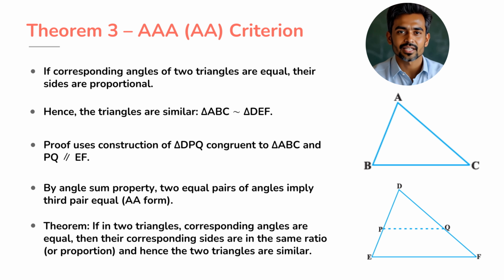We also use the angle sum property, which tells us that if two pairs of angles are equal, the third pair must also be equal, ensuring the triangles are similar. In simpler terms, angle equality alone is enough to ensure triangle similarity. As long as the corresponding angles are equal, the triangles are similar and their corresponding sides will be proportional.